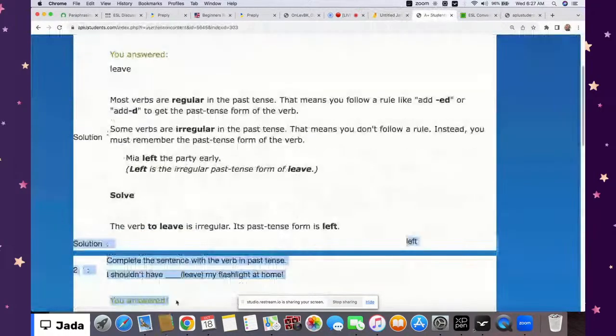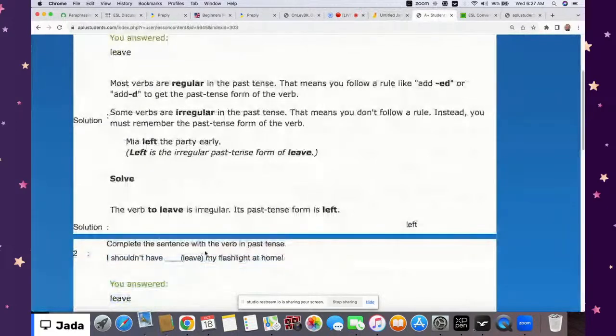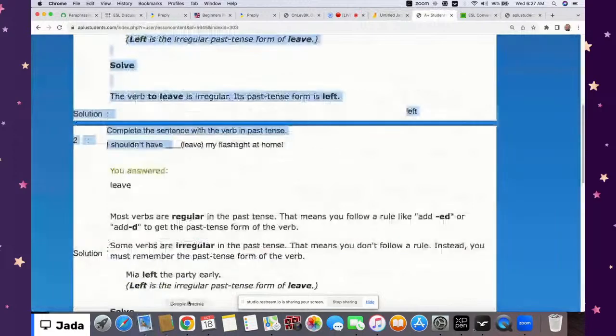Then: I shouldn't have dash my flashlight at home. So we have I shouldn't have leave. Okay, so it's going to be shouldn't have left. Also, I shouldn't have left.